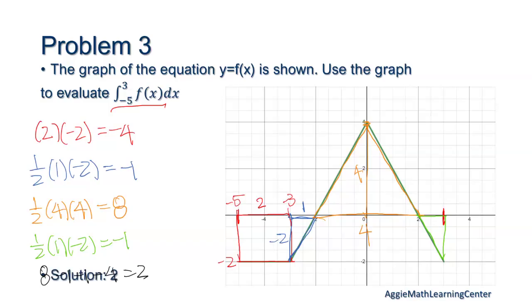I wrote over where it says solution, but the integral from -5 to 3 of f of x is 2. Do you guys have any questions about this one? Okay, perfect.